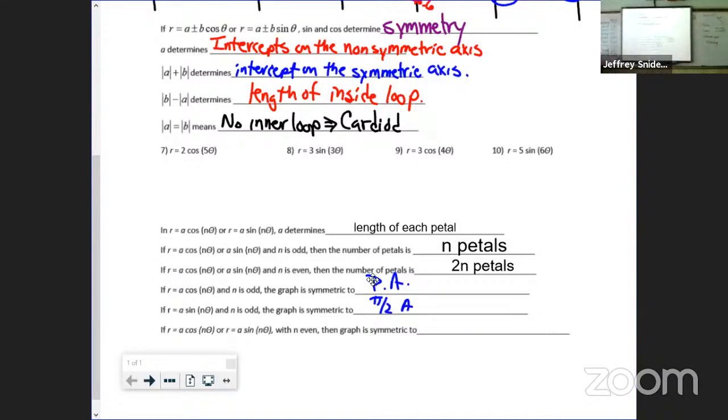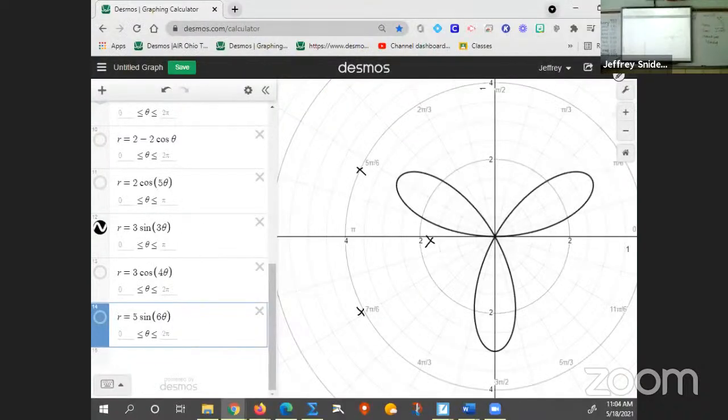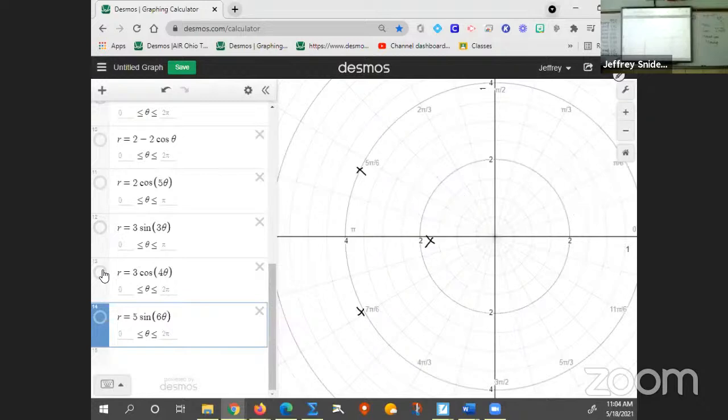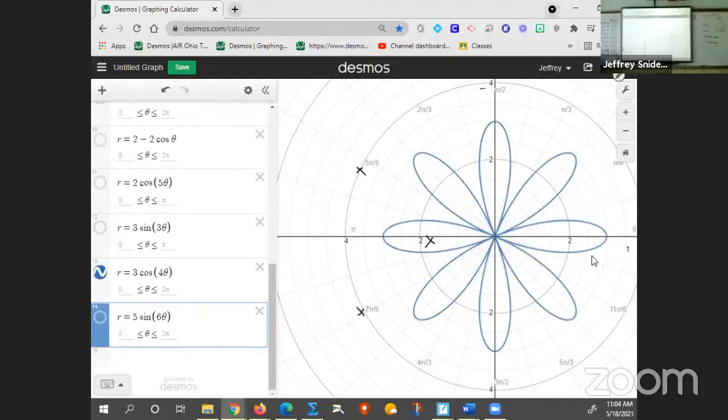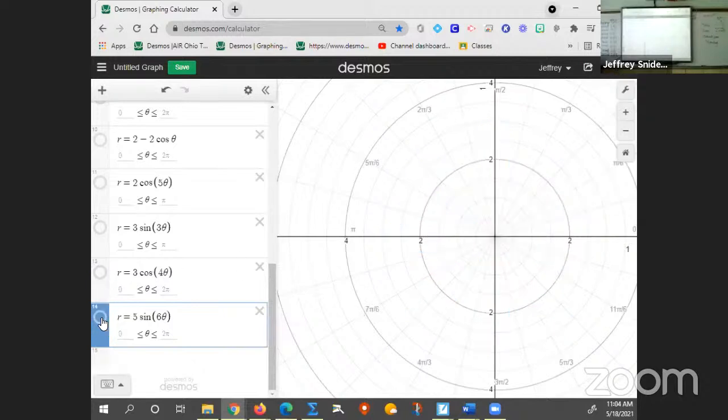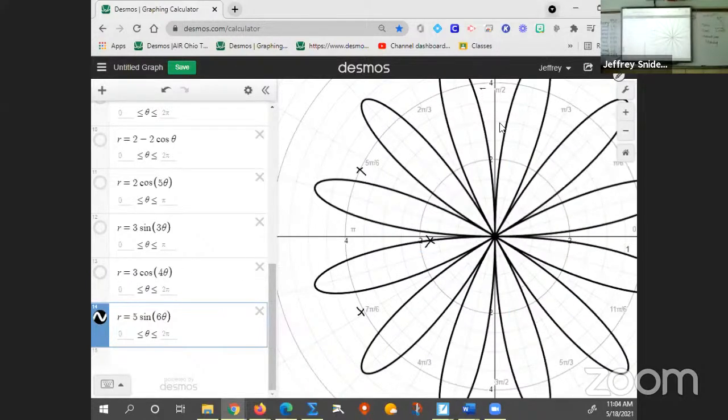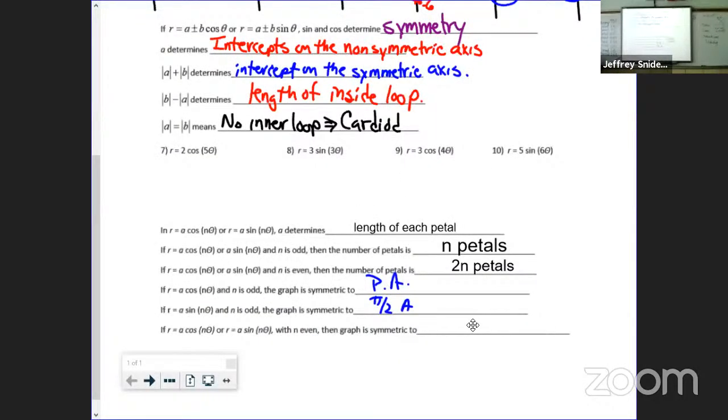Then the last one says, hey, what if it's an even value of n? And it says for sine or cosine. Yeah, it's symmetric to both when you have that happen. The symmetry ends up being on both. So if I come down here and look at this, you can see it's symmetric to the polar axis. It is also symmetric to the pi over 2 axis. Here, it's symmetric to the polar axis and the pi over 2 axis. Okay, boom. So this is both.